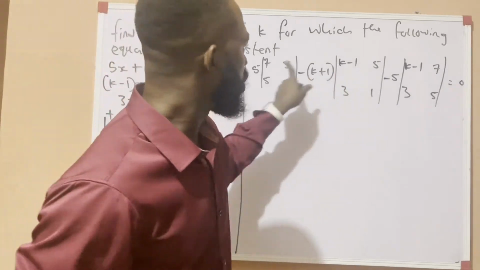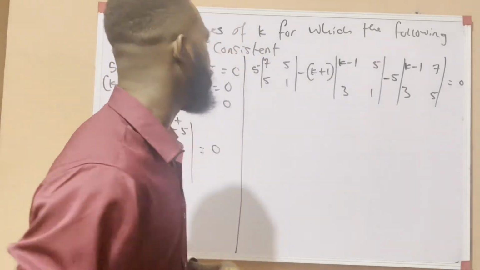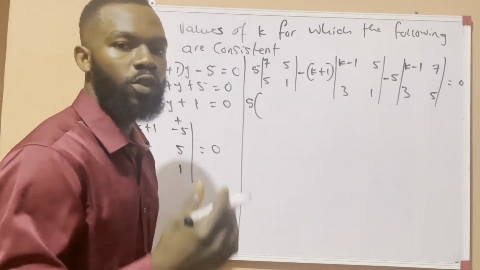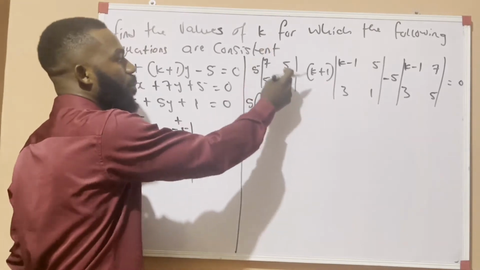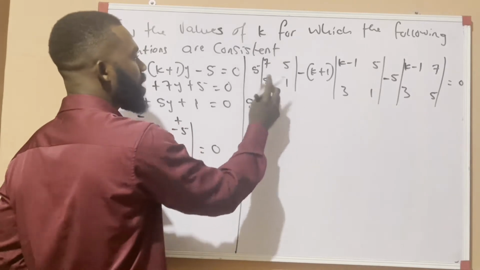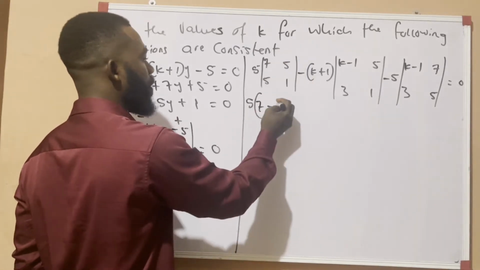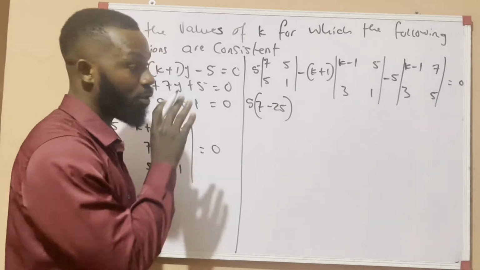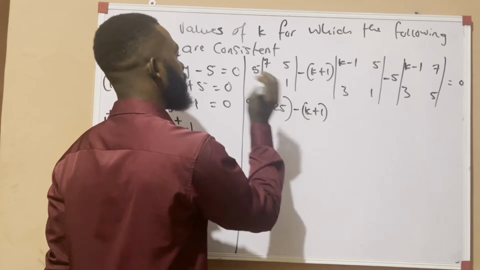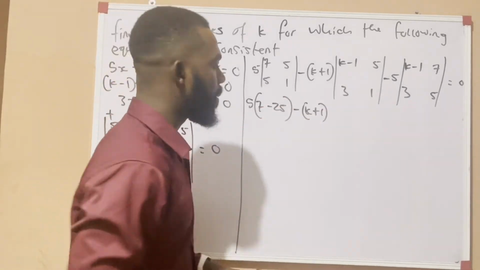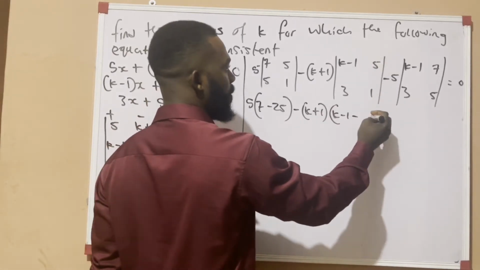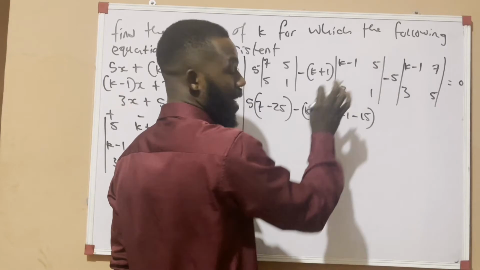Solving the 2 by 2 determinants of each of the matrices here, we have this 5 into the brackets of, how do you solve 2 by 2 determinants? It is simple. 7 multiplied by 1 minus 5 multiplied by 5. That is how you do this. Now, 7 times 1 gives us 7, minus 5 times 5 gives us 25. So we are done with that. Now minus k plus 1. Again, k minus 1 multiplied by 1 also gives us k minus 1, minus 3 times 5 gives us 15. We are done with this.